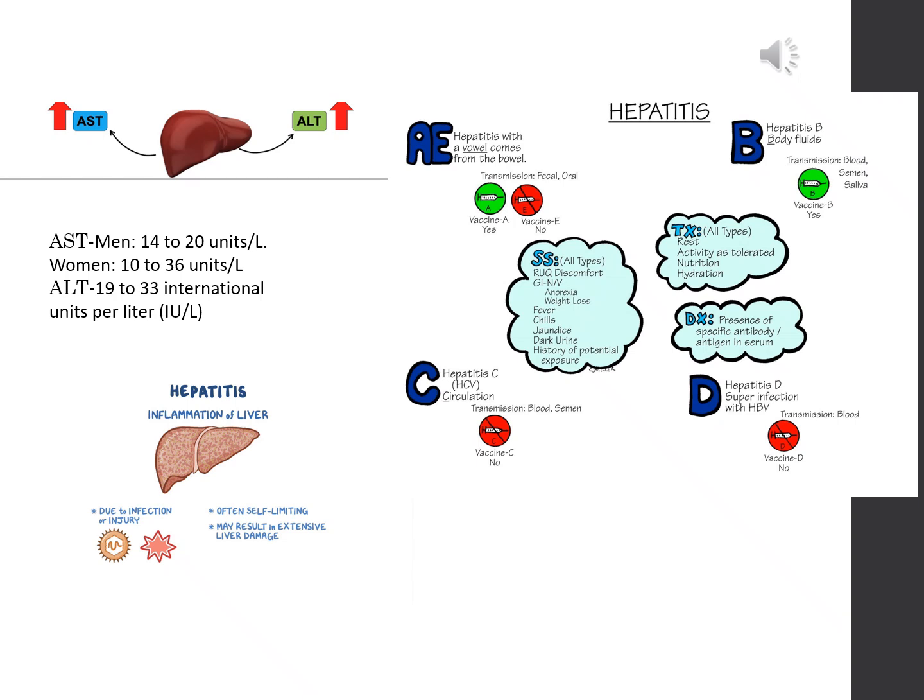And then we have hepatitis E. So hepatitis E is a fecal oral transmission as well. This is found in contaminated water. And so most of our education for prevention has to do with hand hygiene, sanitation, and making sure that we have clean water. So one little memory trick: hepatitis A and E, if it has a vowel, it comes from the bowel, so that's your fecal oral transmission. B, C, and D come from the blood.